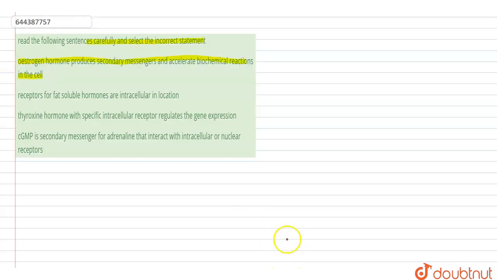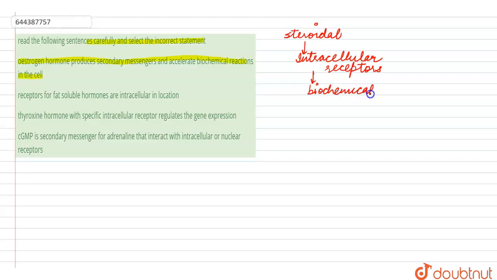So estrogen is a type of hormone which is steroidal in nature, and steroidal hormones act by acting inside the cells on the nuclear receptors, or what we can call intracellular receptors. Right, so these are the intracellular receptors on which they are going to act. They are not going to generate any kind of secondary messengers, and by acting on the intracellular receptors we are going to produce a biochemical or a physiological response later on.